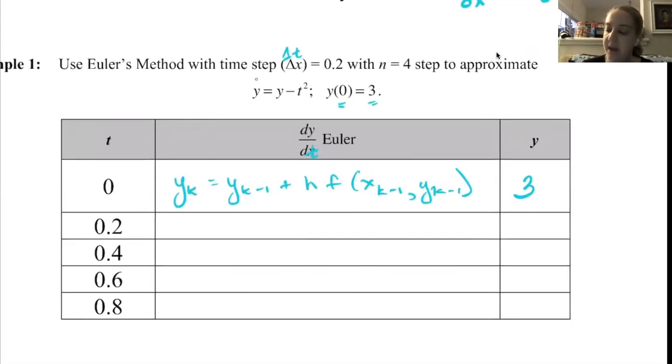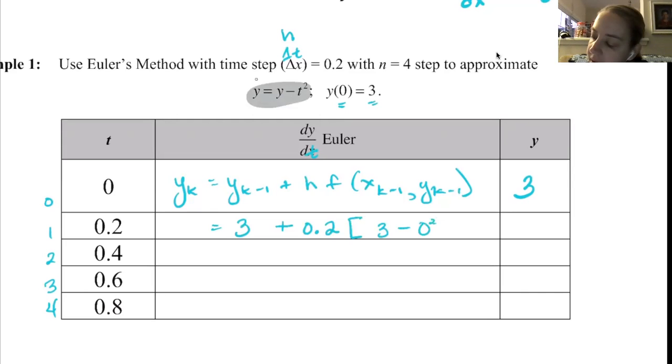All right, so how do we do this? Well, my new value, my Euler's method here, this is step 0, step 1, step 2, step 3, and step 4. So that's where the 4 steps come from. That the delta t equals 0.2. So I make a step of 0.2 each time. So my previous y value is 3. h is that delta t. All three of these things kind of mean the same thing. So that's 0.2. And then I have to evaluate the function at the previous x and y values. So my function is y minus t squared. So it's going to be 3 minus 0 squared.